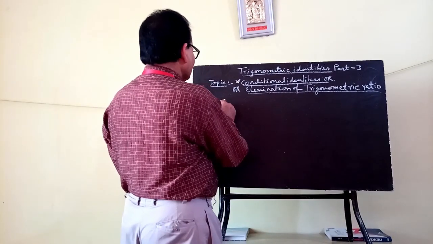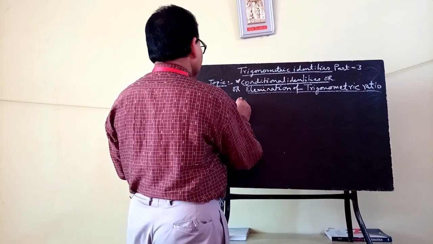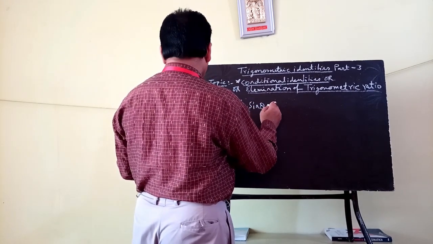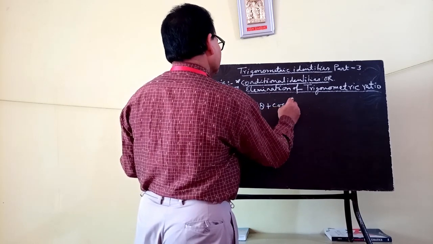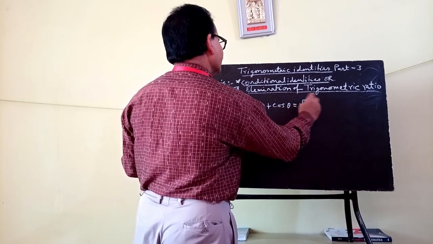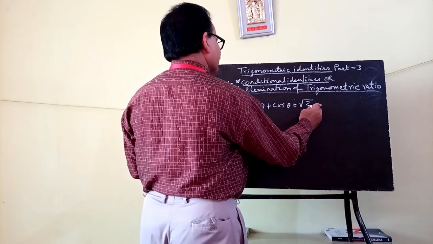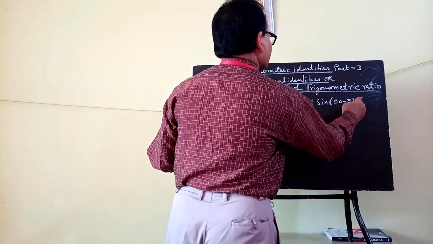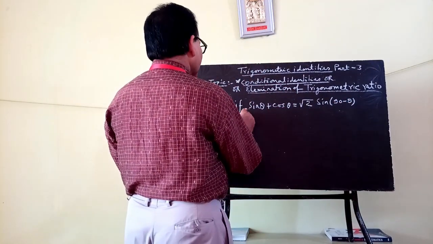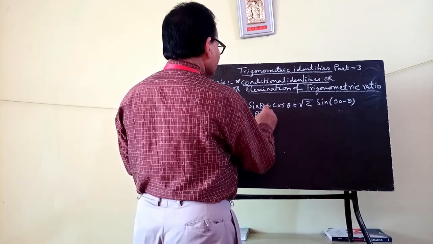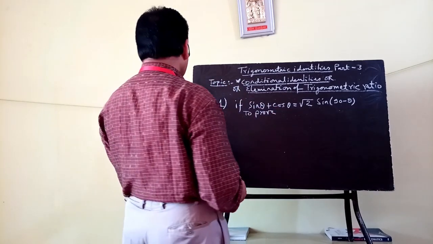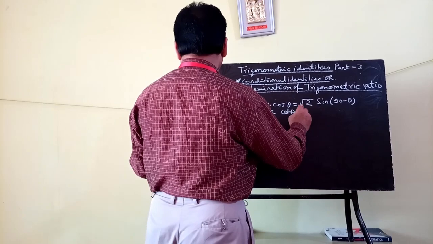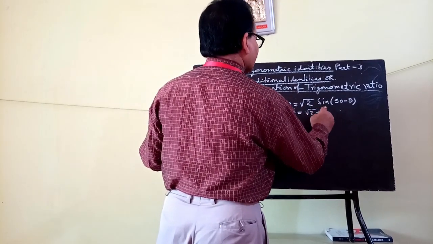Question number 1. In this question, you can write: if sin theta plus cos theta equals root 2 sin (90 minus theta), then to prove that cot theta equals root 2 plus 1. This part is your given condition.